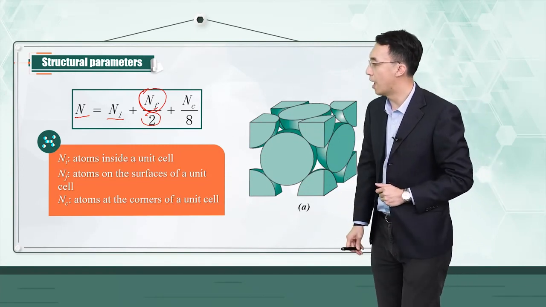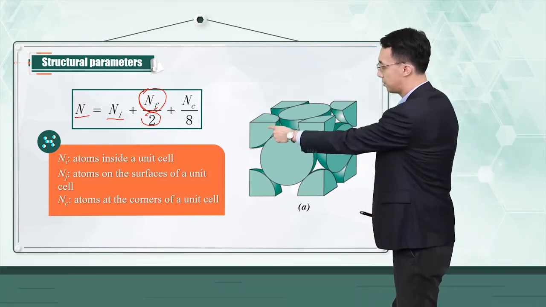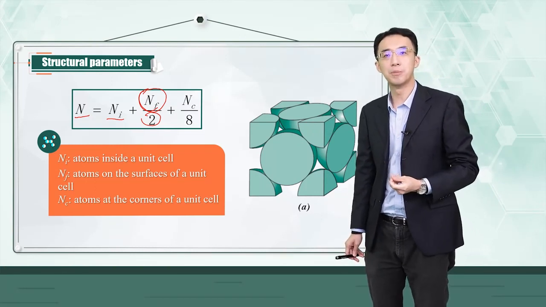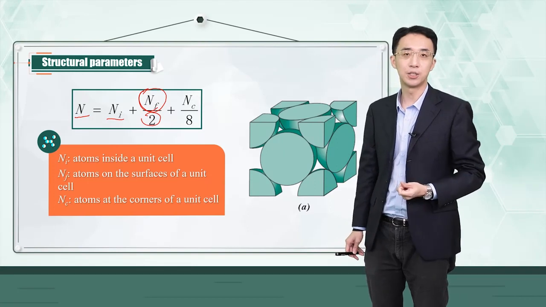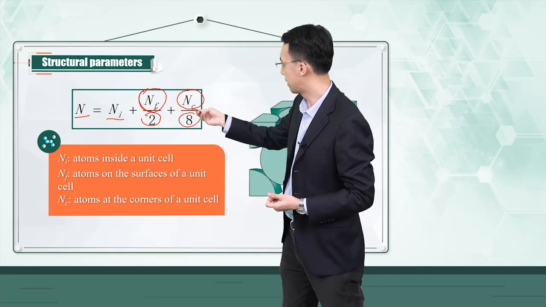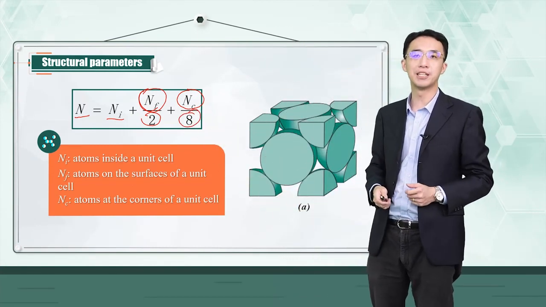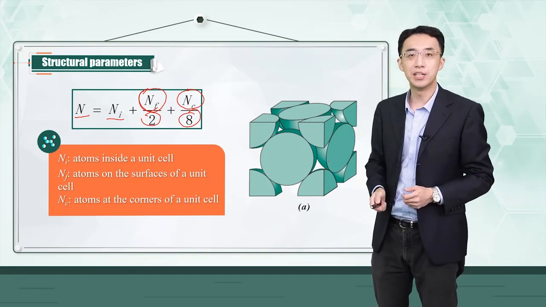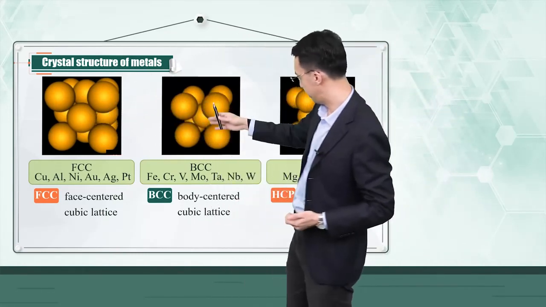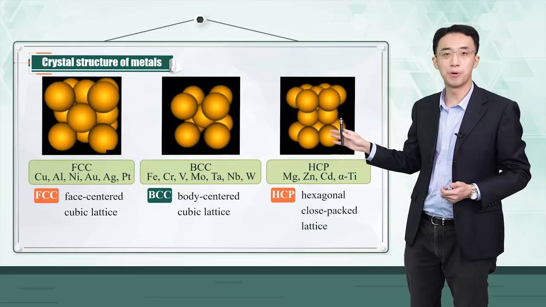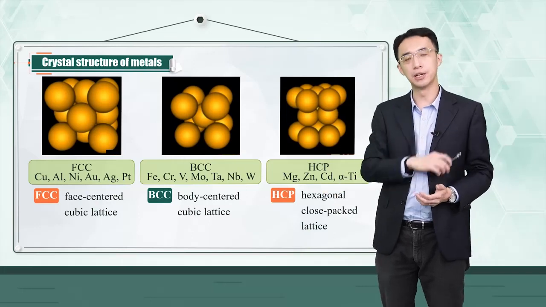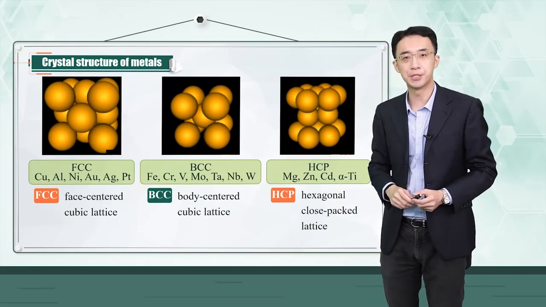And similarly, if you have corner atoms like this, each corner atom is shared by 8 cubic cells. So you have to divide this number of corner positions by a factor of 8 here to calculate the total number of atoms in this unit cell. So in this way, you can do it. And these are your FCC, BCC, and HCP structures for your typical metals. And then you can calculate the total number of atoms in the unit cell based on the equations provided in the previous page.